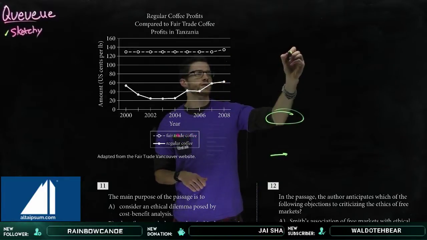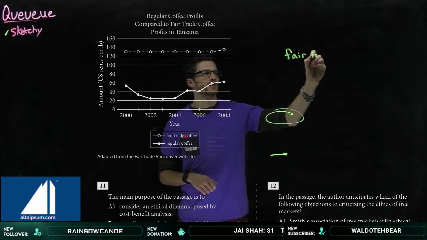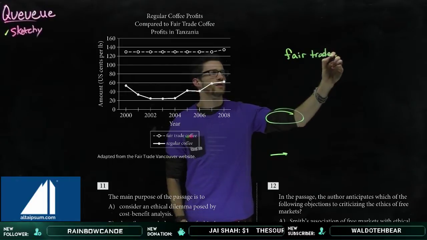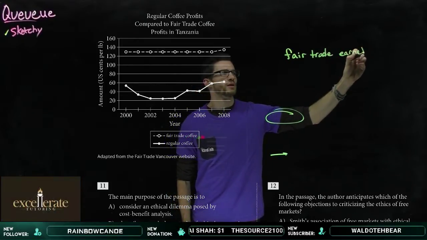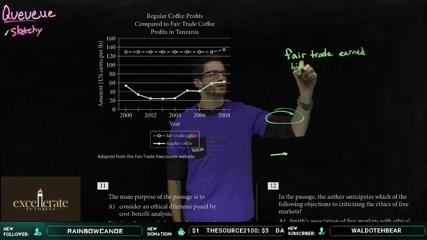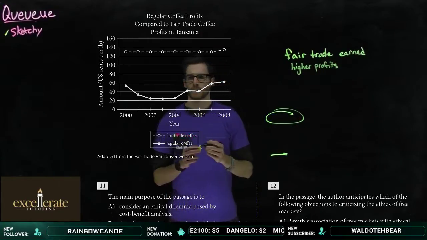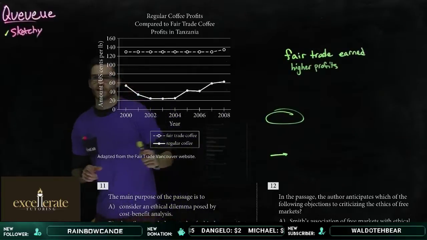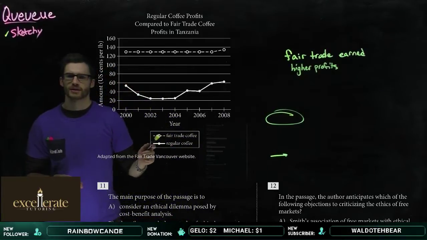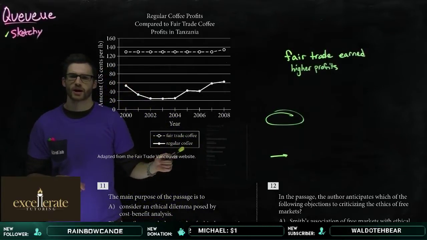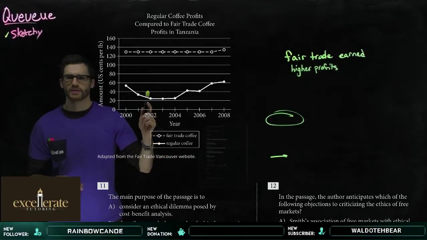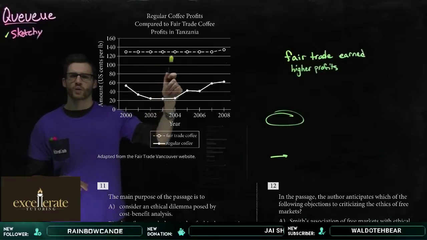Ignore this. So we're saying fair trade earned higher profits. Let's see. Fair trade is right here. It's the dotted line with the markers. And then regular coffee is right here. And clearly the fair trade is way above.